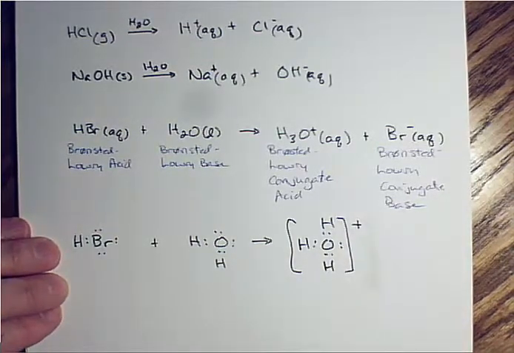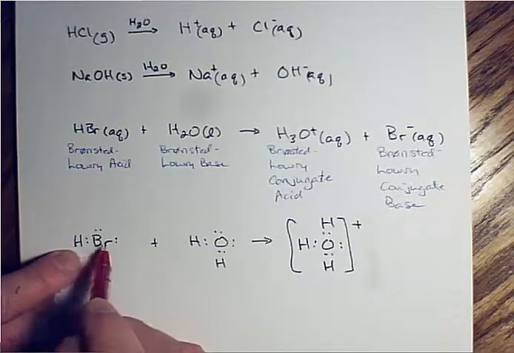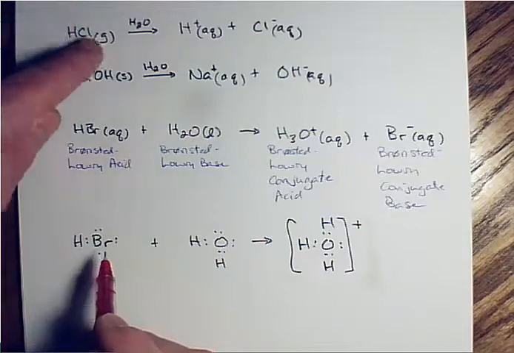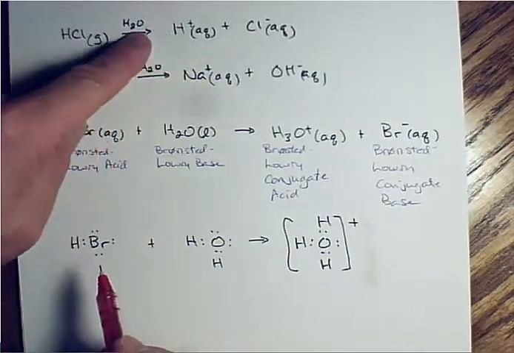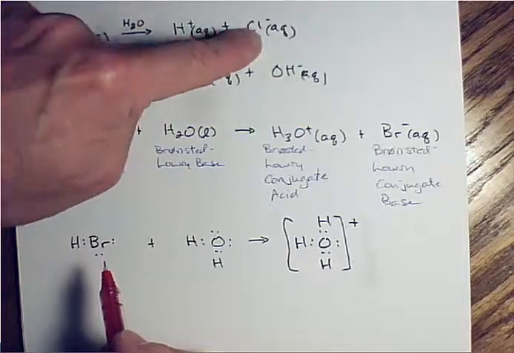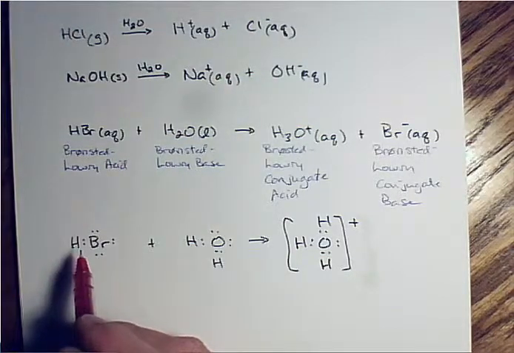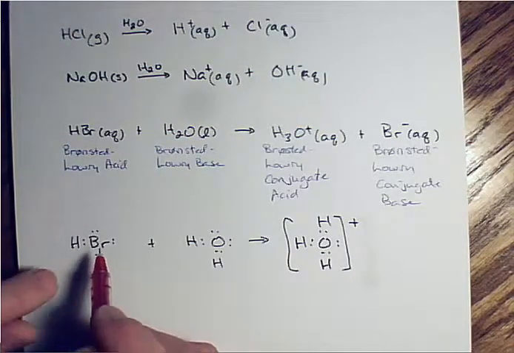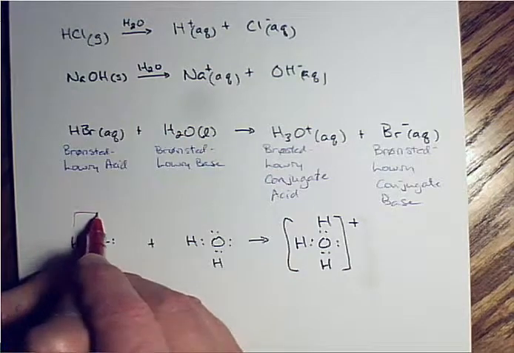Okay, so here's what happened. The hydrogen ion left this species just like it did up here. Okay, the hydrochloric acid split up. You got hydrogen ions and chloride ions. Here, the hydrogen is going to leave the bromine. Okay, so the hydrogen ion's leaving.